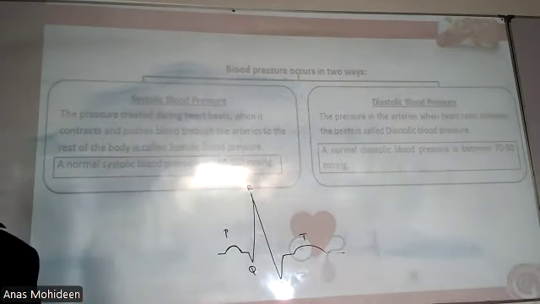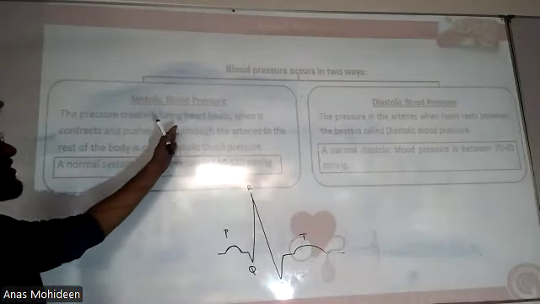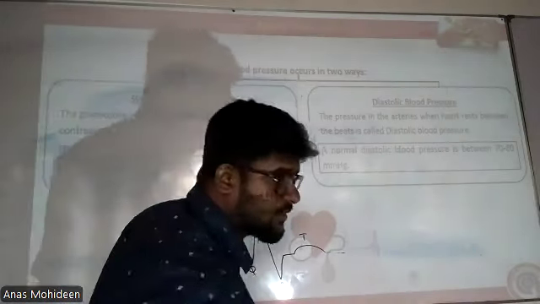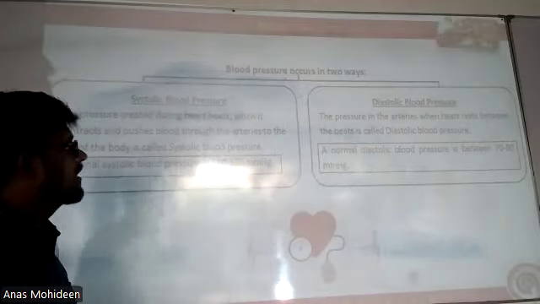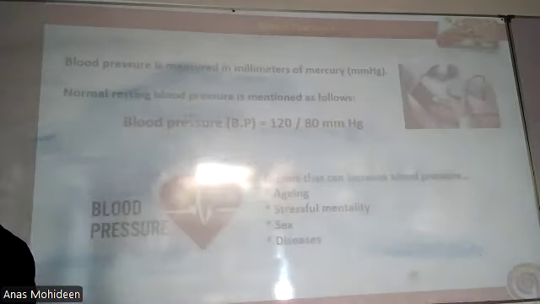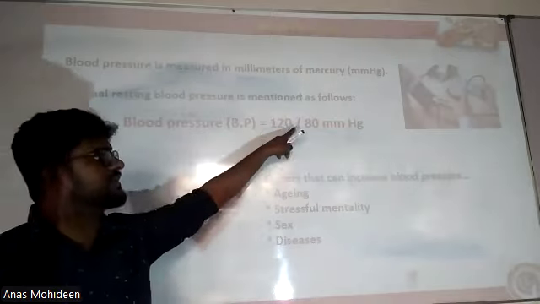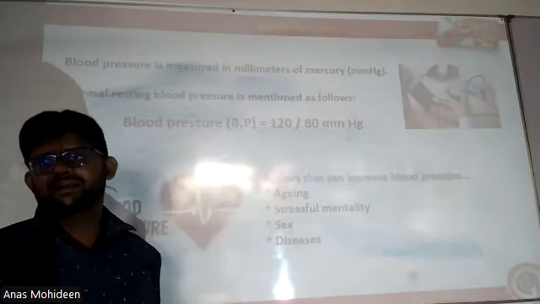Both together are taken as normal blood pressure. How do we take the normal blood pressure? We take it as systolic over diastolic, which gives you around 120 over 80. So accordingly, normal blood pressure is 120 over 80. Systolic over diastolic.